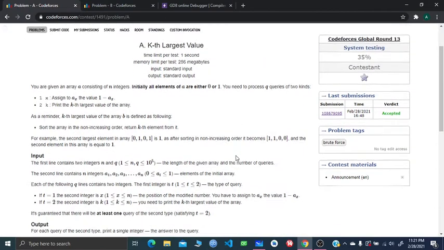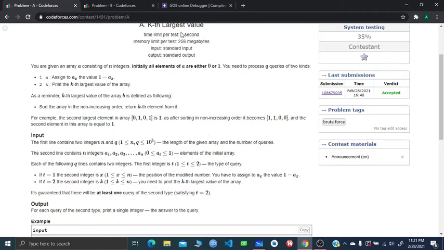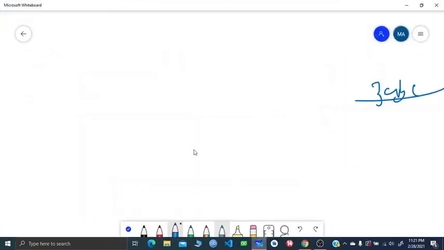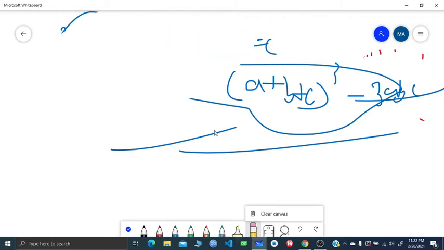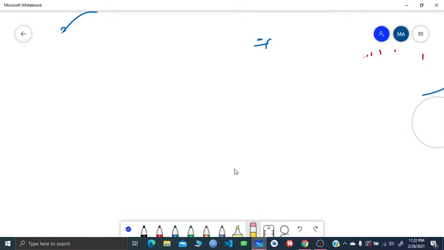This is the first problem named kth largest value. Actually, let me explain it. In this problem, you are... Okay, so kth largest value.